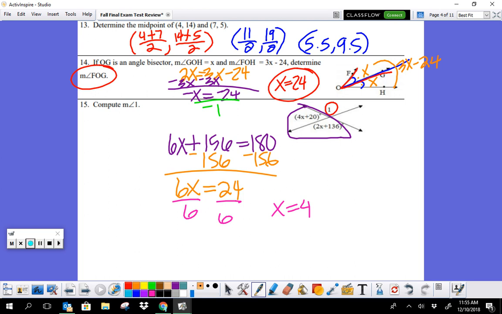Okay, so that's the first part. But now I need to find angle 1. So you have to figure out, what do you know about angle 1? I know that angle 1 is congruent to this angle here because they are vertical. So I'm going to take 4 and plug it in for that x. So I have 2 times 4 plus 136. So that's 8 plus 136, and that gets me 144. So if this angle here is 144, that means the measure of angle 1 is also 144.